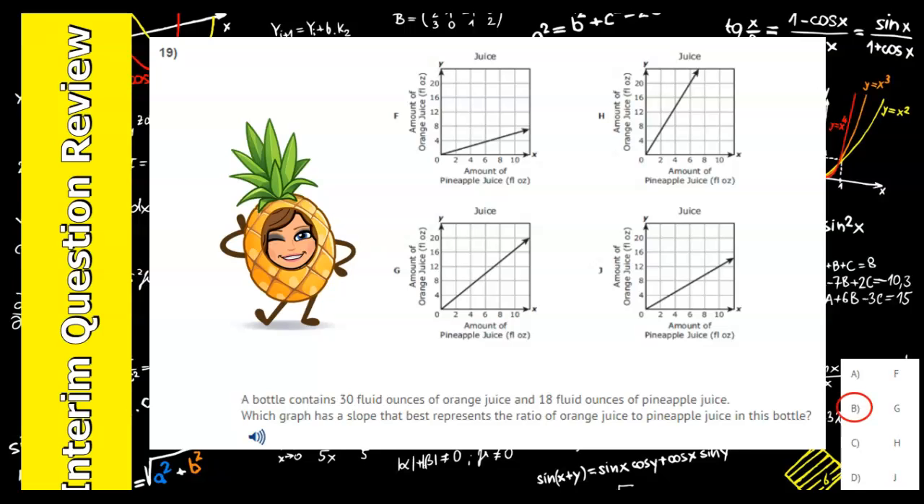All right, the answer here is B. So 30 fluid ounces of orange juice. Orange juice is on the y-axis, and the pineapple juice is down here on the x-axis. So you're looking for the one that has 18. Now 18 is not on there again. So we are going to do 30 divided by 18.